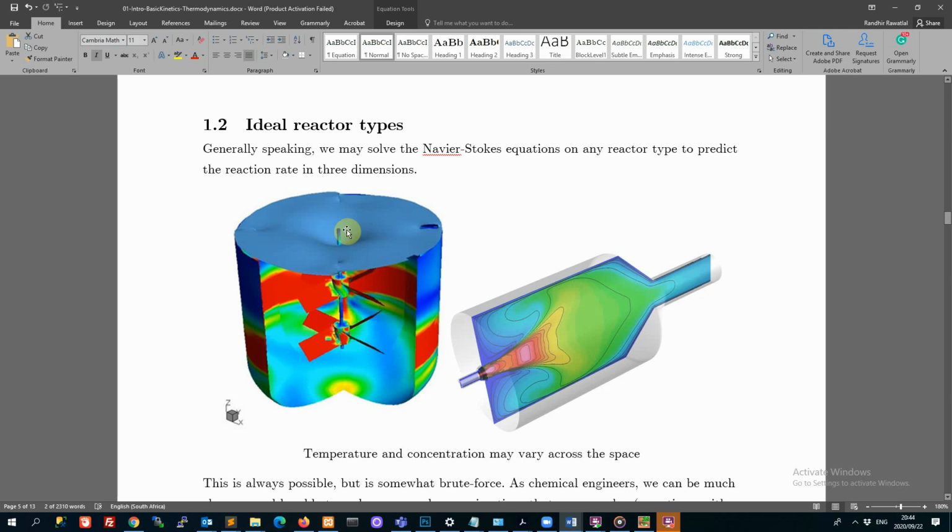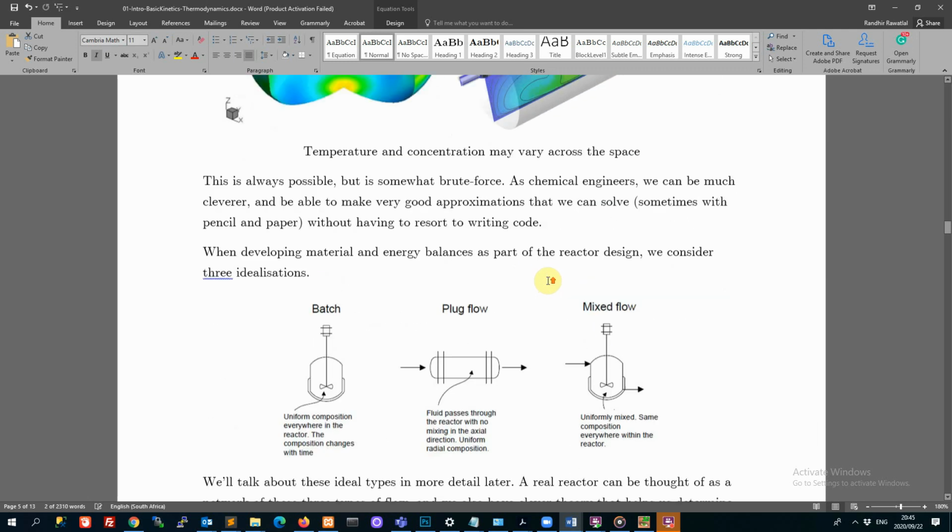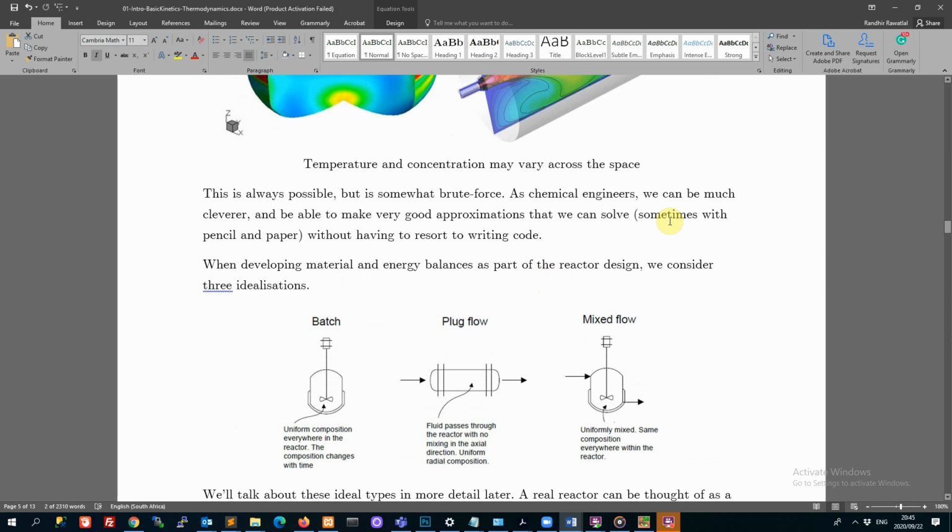And yes, it's true, you can use Navier-Stokes equations to solve for the concentration profile and the temperature throughout the reactor. Now that's true, but it's brute force, right? It's like taking a machine gun to kill something that you could get away with just with a breath of air. You could get rid of that problem. So it's not the case that you need to go to such a high level of detail to solve these reactors. And that's because there have been some very clever chemical engineers over the previous decades.